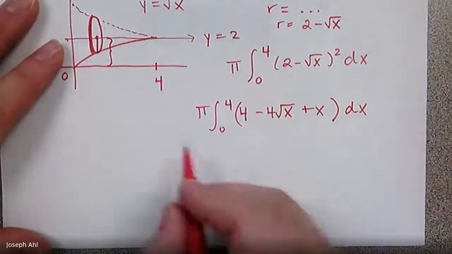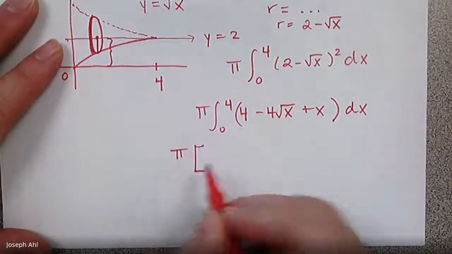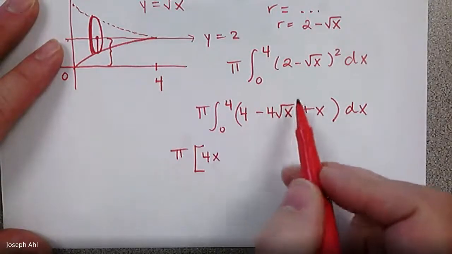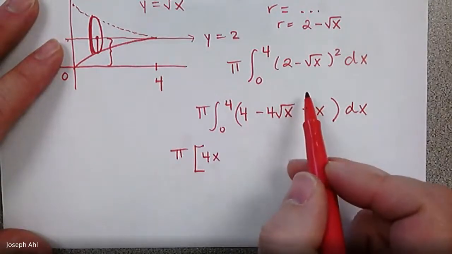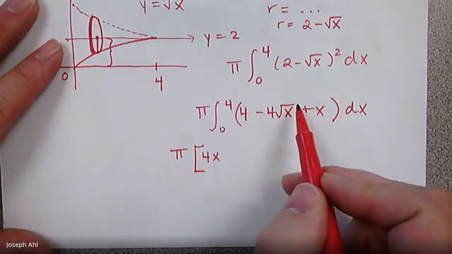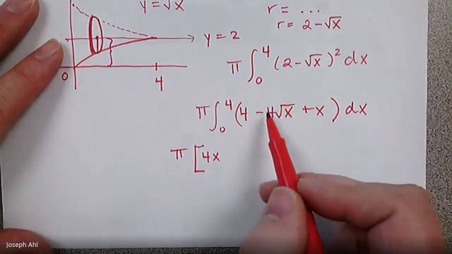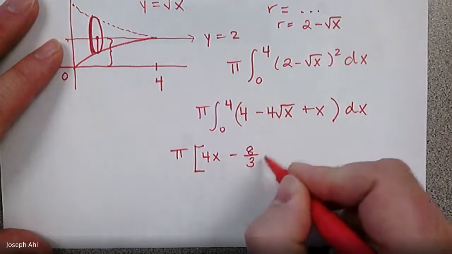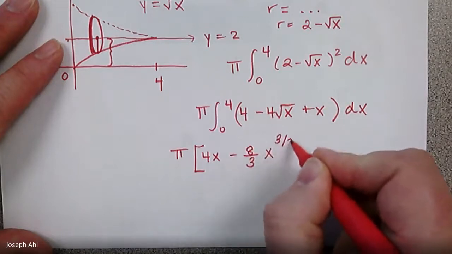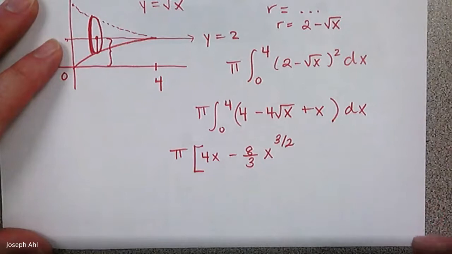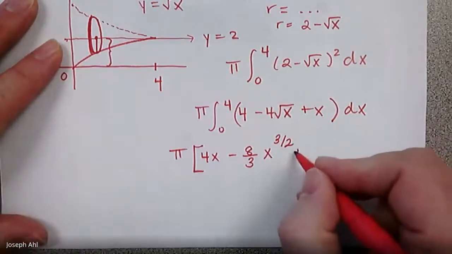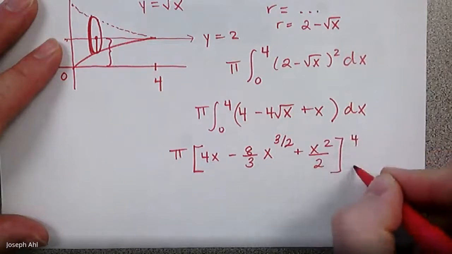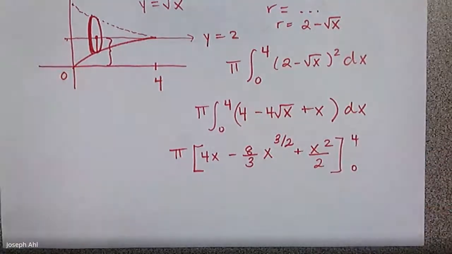Use some quick anti-power rule here. So that's going to be pi times, this is going to be 4x. This is really x to the 1/2, right? So if I up that, that's now 3/2, which means if I divide by 3/2 up front or multiply by 2/3, it's going to be minus 8/3 x to the 3/2. Again, that's just why I'm saying be a little bit careful about the algebra in your head. And then x squared over 2 for the end, over the bounds from 4 to 0.